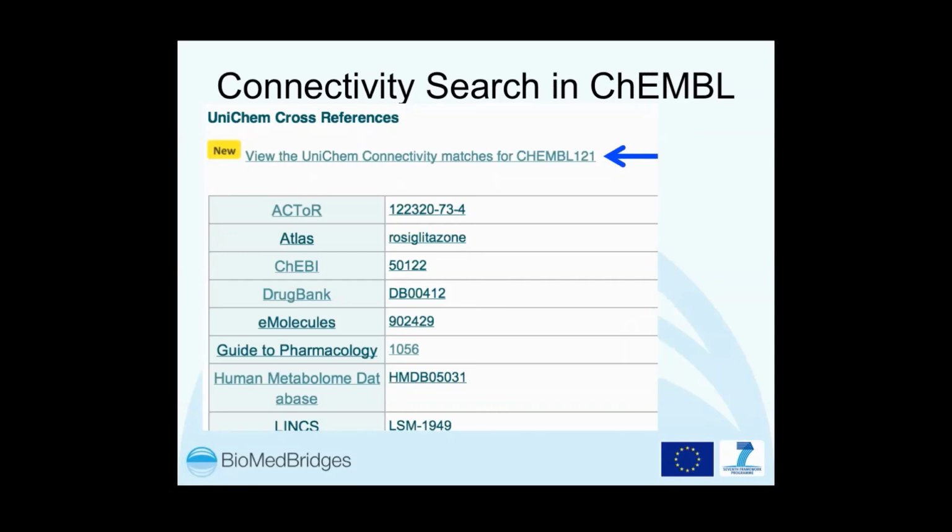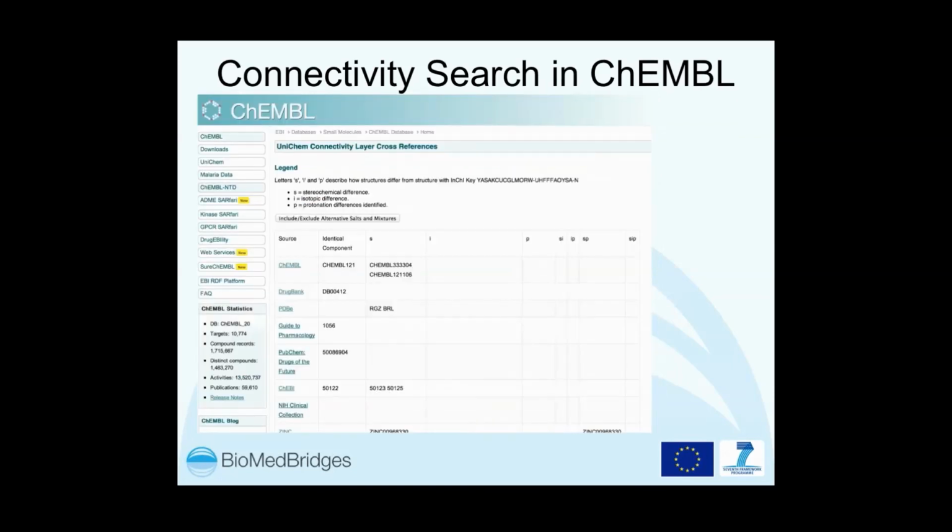So people are welcome to use the UniChem connectivity search. The developers of ChEMBL already do. If you go to the ChEMBL compound page, as we did right at the very beginning, you'll notice there is a link there which says view UniChem connectivity matches for the compound of interest. If you click on that, it'll give you that same data set which I just showed you two or three slides ago, all in a tabulated form, exploring the differences between the molecule of interest and molecules in different sources.